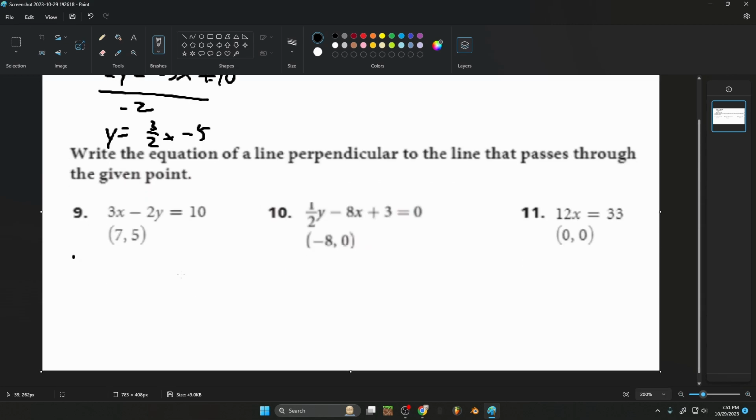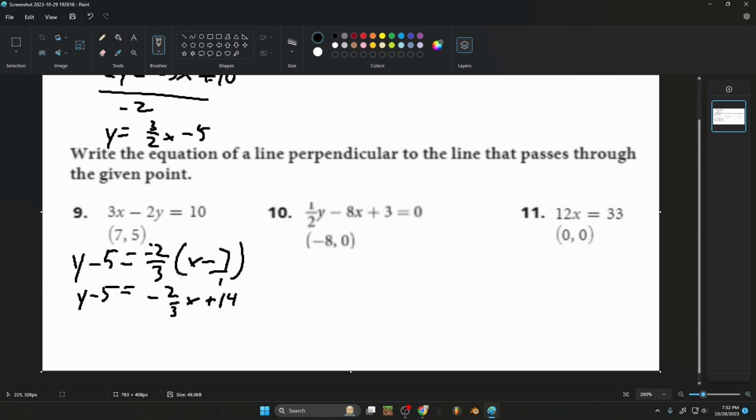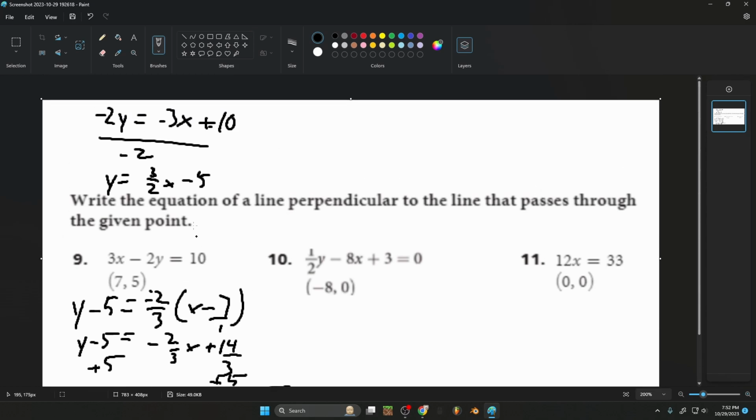Point slope form. Y minus 5 equals -2/3 x minus 7. Y minus 5 equals negative 2/3 x plus 14 over 3, which is kind of weird. And then it's going to give me plus 5 on both sides. Y equals negative 2/3 x plus, well, I'm just going to leave it as 29 over 3. I don't know if that's right, but whatever. I think you guys understand what I'm trying to do.